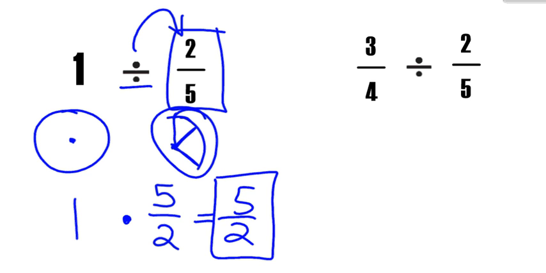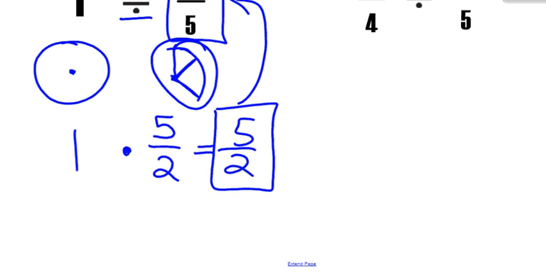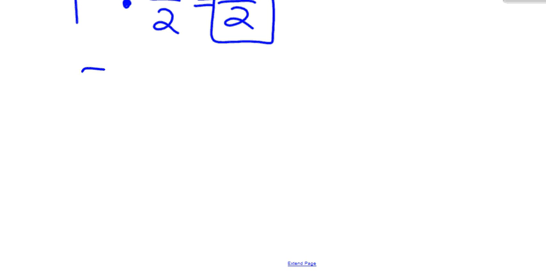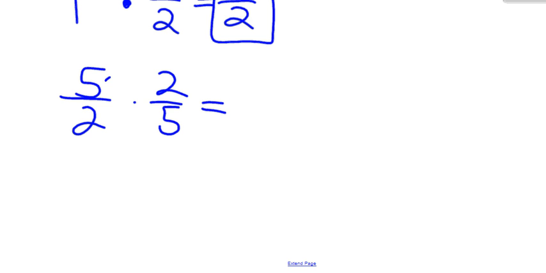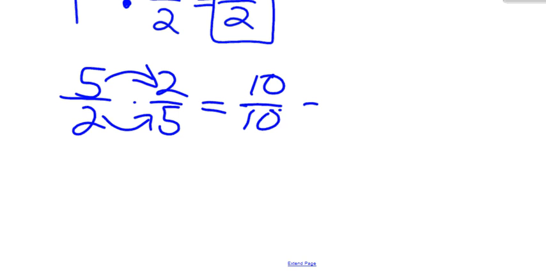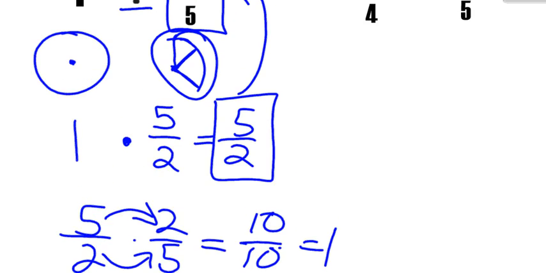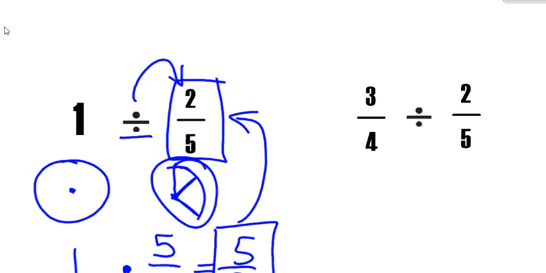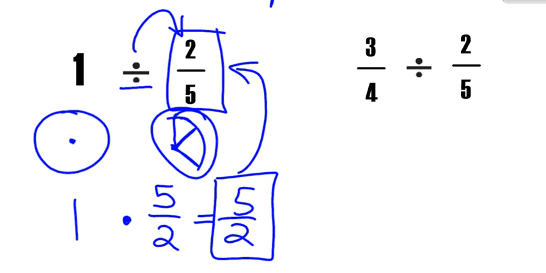And so what we see is a relationship between this fraction and this fraction, because if I were to work backwards, if I were to take 5 halves times 2/5, I'm going to get an answer of 1, right? 2 times 5 is 10. 2 times 5 is 10. 10 over 10, of course, equals 1. So we've proven the fact that this reciprocal is our key part, right? Reciprocal. Important word.